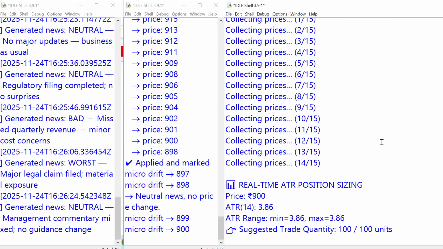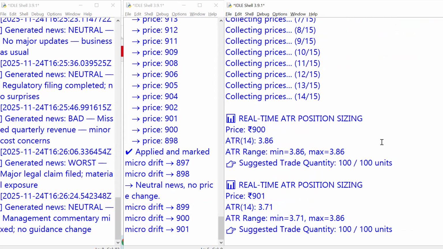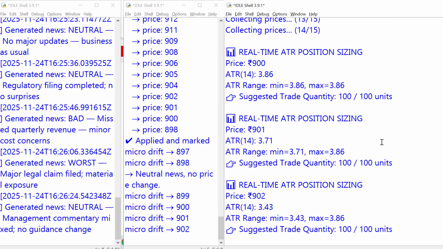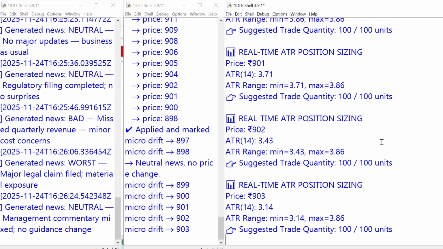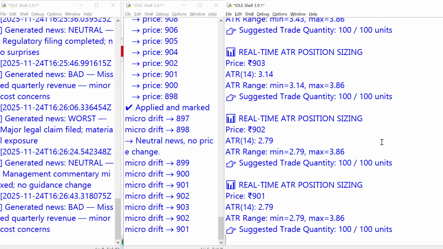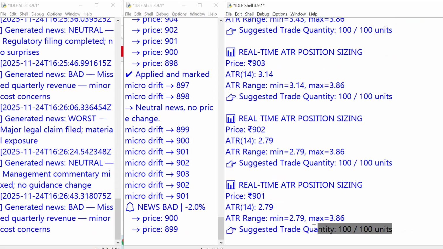Okay, the ATR has been calculated. The range has been calculated. The ATR is low as per this calculation. The ATR is near the minimum ATR. So that's why it's suggesting to trade with the complete 100 units.